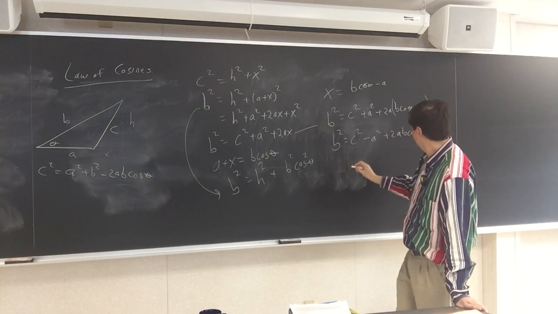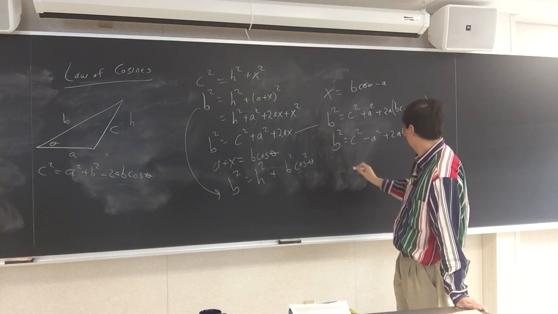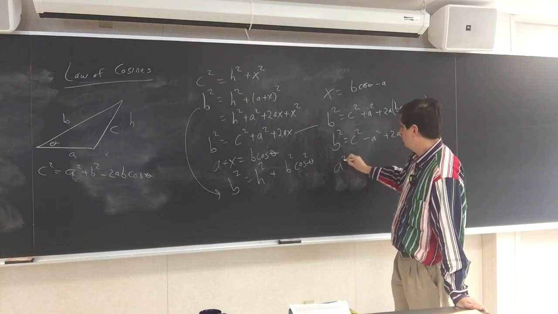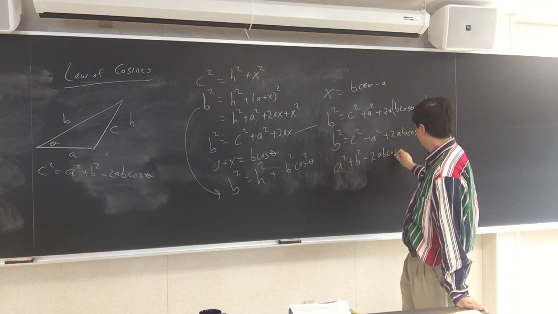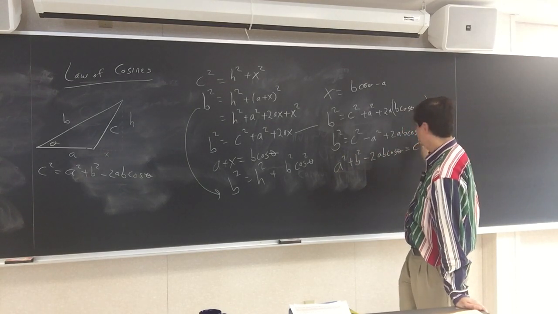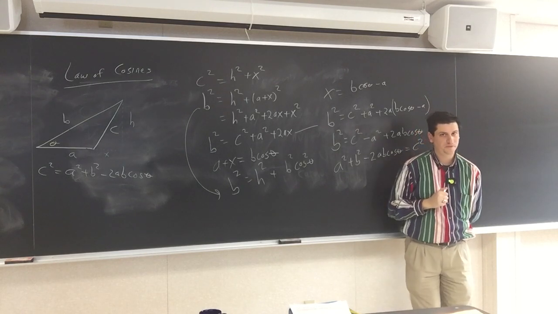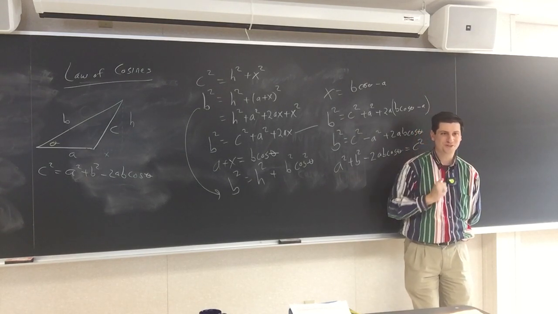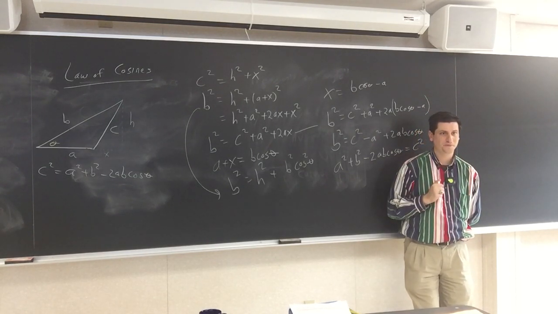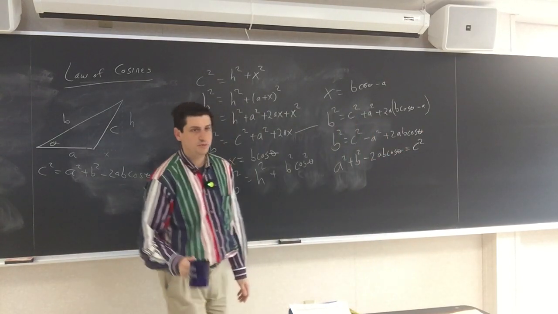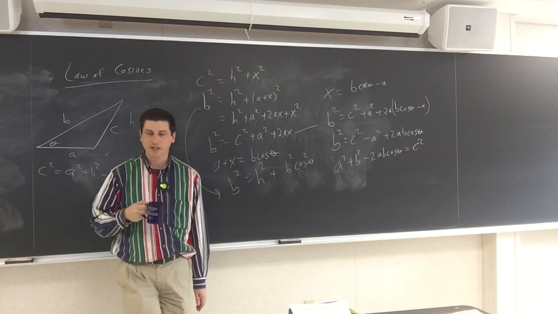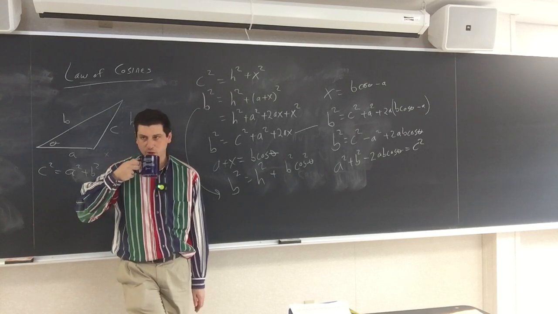And now if we bring everything over, we would get A squared plus B squared minus 2AB cosine theta is C squared. And so that will solve the algebra. So these are difficult problems to do. It comes down to figuring out what is the right way to look at things.